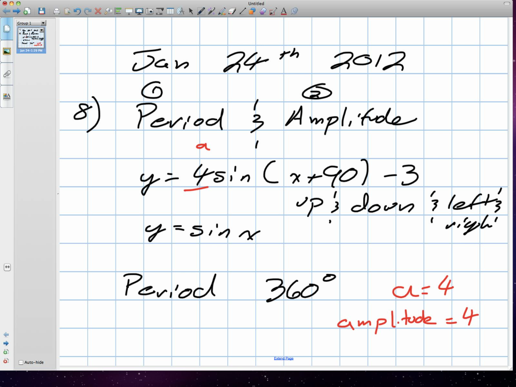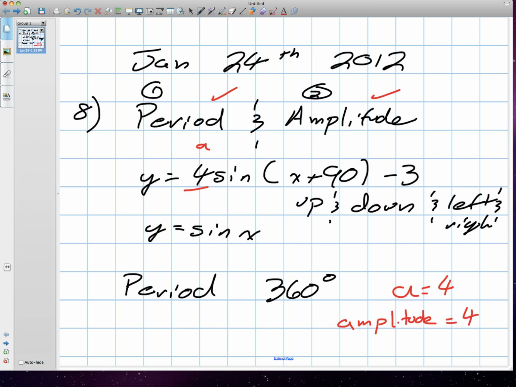Now, if it's negative, amplitude deals with absolute value. If it's negative 4, do not put the amplitude as negative 4. The amplitude is just 4. We only deal with absolute value with amplitude. The negative deals with reflections on the x and y axis. So we've dealt with period and amplitude. Now moving left and right and up and down.